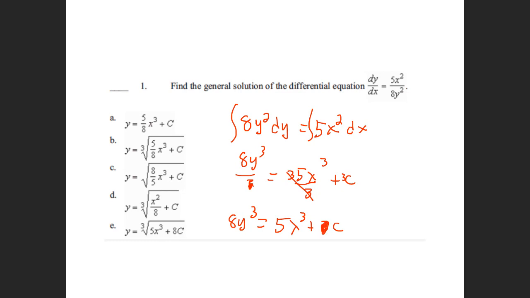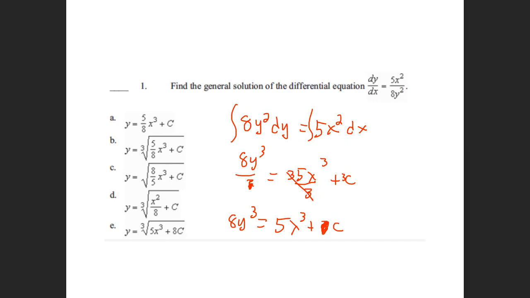We don't know what it is until they give us a value to find that c. It doesn't matter what you do to c. You could multiply it, you could add numbers to it, you could do anything. Still c, it's still a constant.